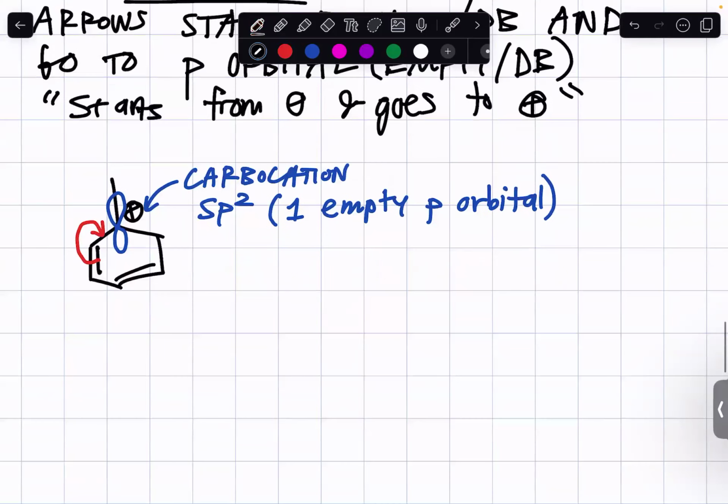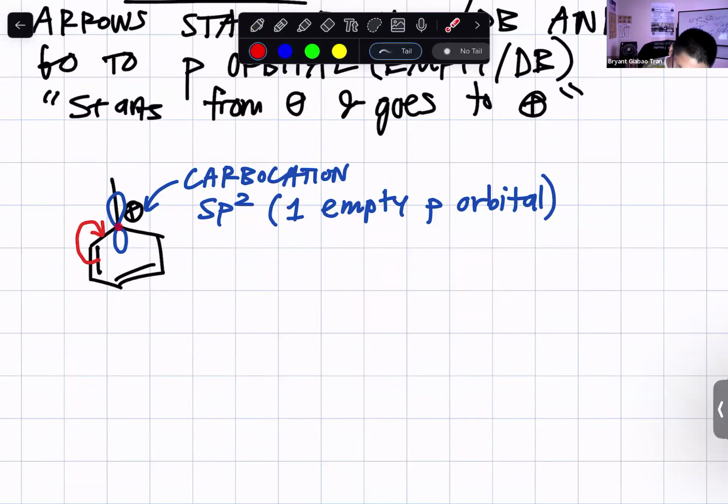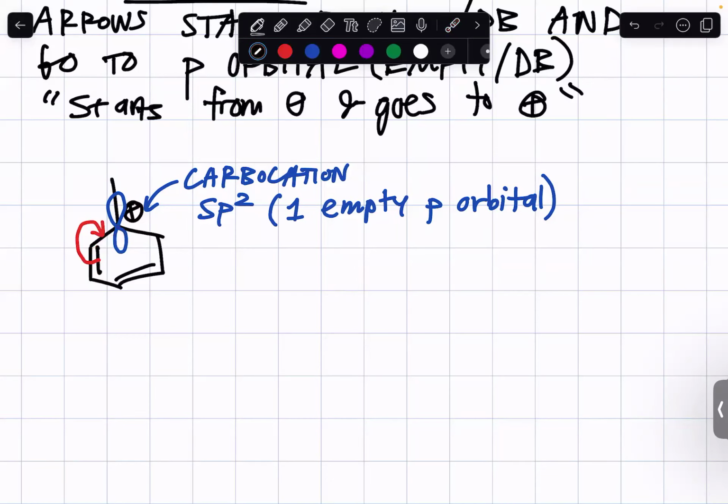Right. Oh, because it's an empty p orbital? Yep, it's an empty p orbital. It's missing a bond. So to give it an extra bond, we can shift this double bond over to make a double bond right here, right? Which would fill in the p orbital. Okay.